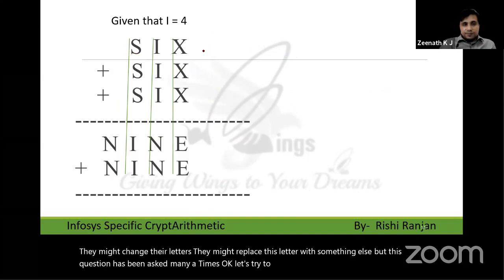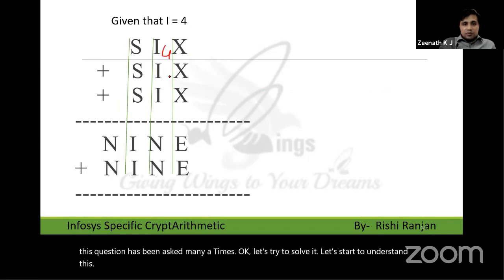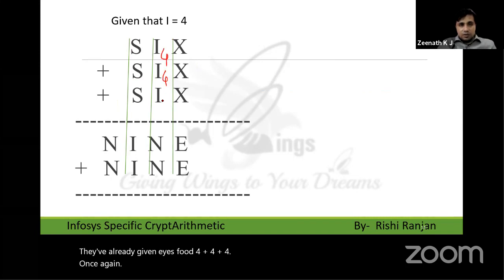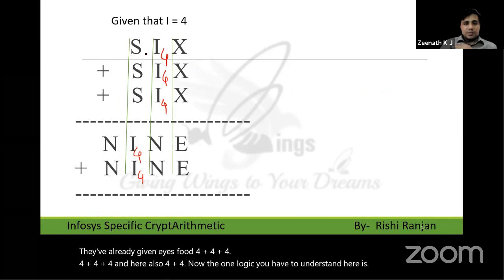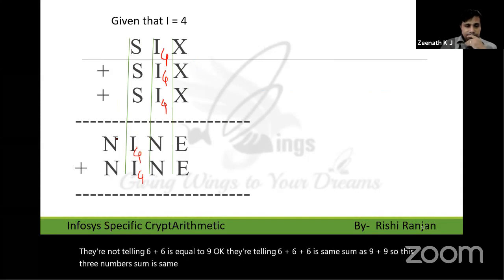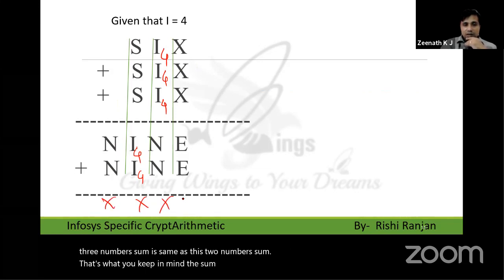Let's try to understand this. They've already given I is 4. 4 plus 4 plus 4. Once again, 4 plus 4 plus 4, and here also 4 plus 4. Now, the one logic you have to understand here is they are not telling 6 plus 6 is equal to 9, okay? They are telling 6 plus 6 plus 6 is the same sum as 9 plus 9. So, this three number sum is the same as this two number sum. Okay? That's what you have to keep in mind. The sum has to be the same only here. For this three and for this two, the sum has to be the same.